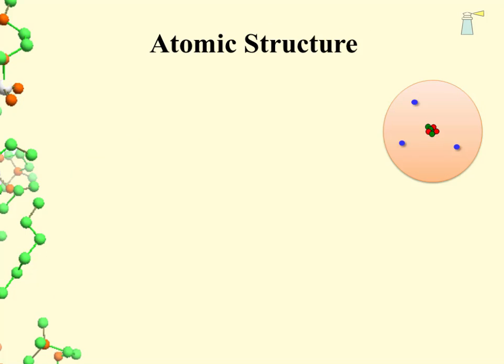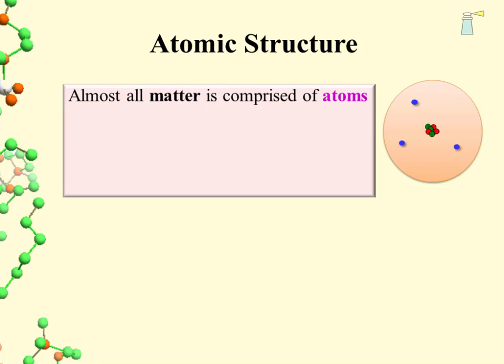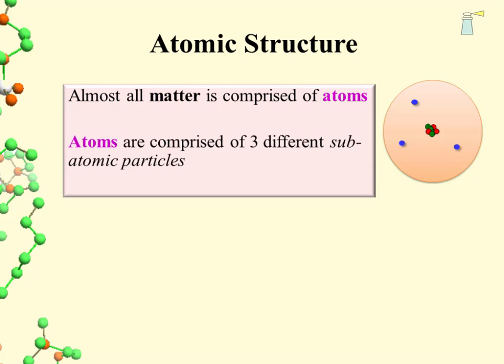We begin with an overview of atomic structure. Almost all matter, at least on this planet, is comprised of atoms. Atoms are composed of three different subatomic particles. Subatomic indicates that the size of the particle is less than that of an atom. These are protons, neutrons, and electrons.